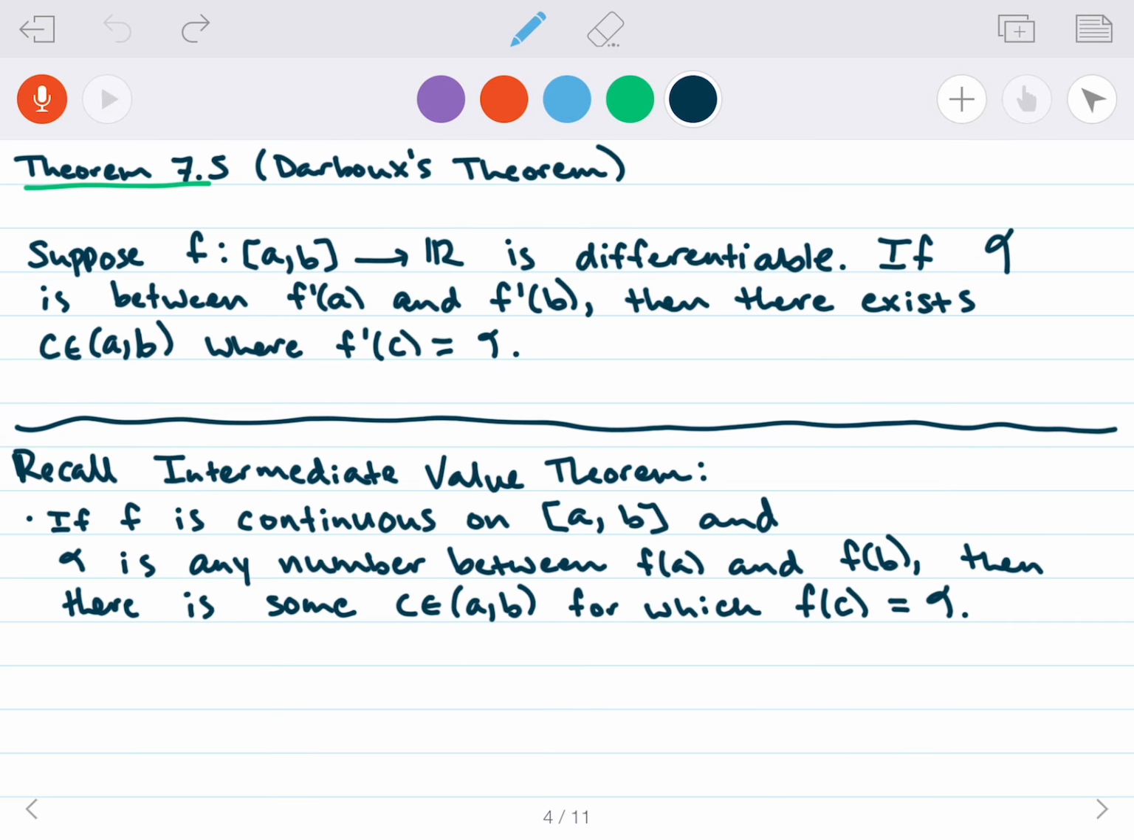Okay? So I kind of wrote this slide upside down, but let's recall the intermediate value theorem. So if we have a continuous function f on a closed bounded interval, and you have alpha as any number between f of a and f of b, then there's some c in the open interval from a to b for which f of c is equal to alpha.